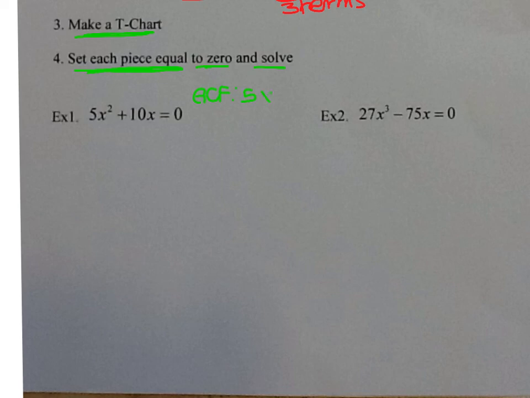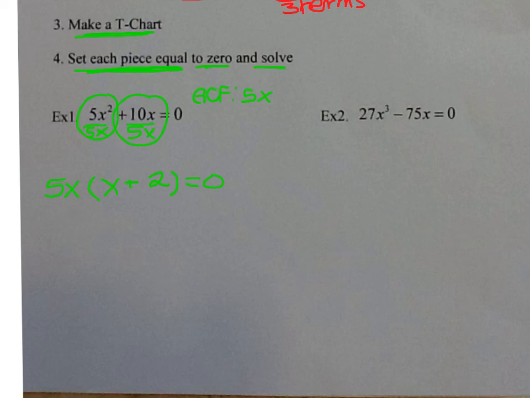is 5x. All right, so remember, we put the GCF on the outside of a parentheses. Remember, it still equals 0 because it's an equation. To get what goes inside the parentheses, divide by 5x. So 5x squared divided by 5x, that's just x. And 10x divided by 5x is positive 2.